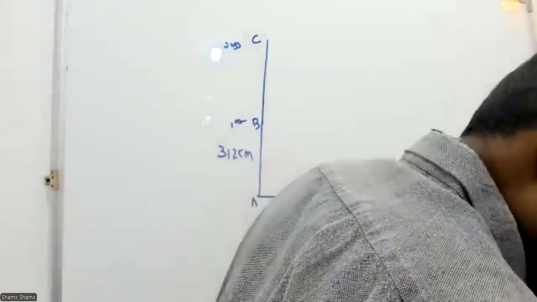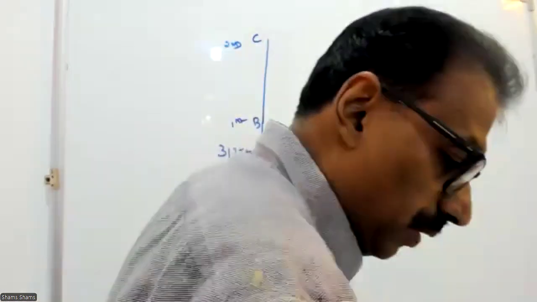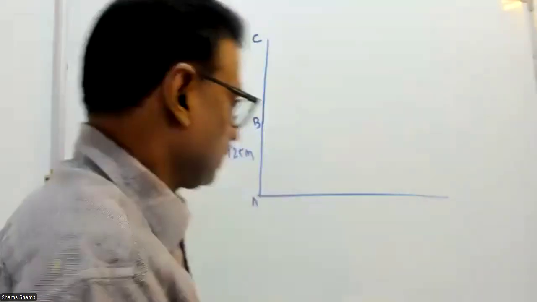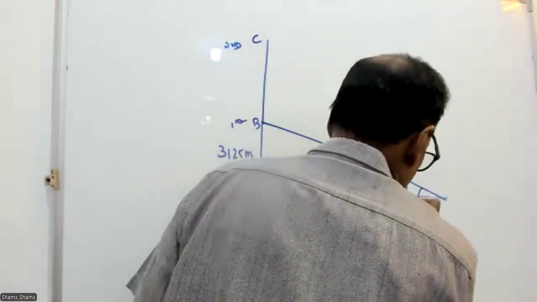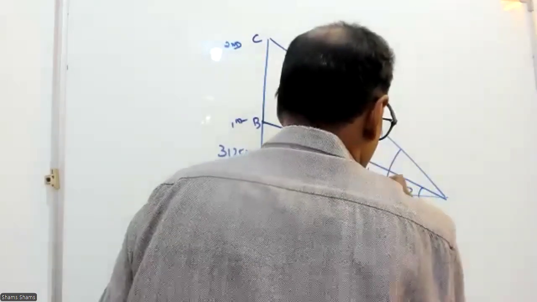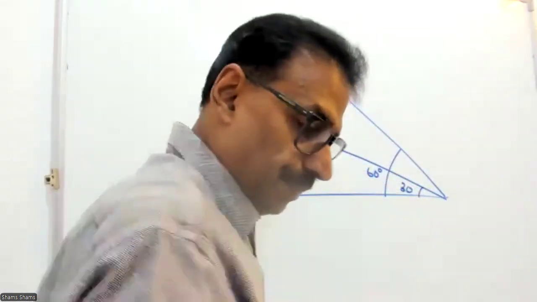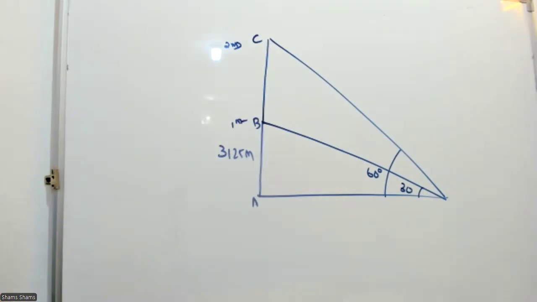Then the angle of elevation of the two planes from the same point on the ground are 30 degree and 60 degree. This one is 30, this one is 60. Find the distance between the two aeroplanes. That is, you have to find out this distance.